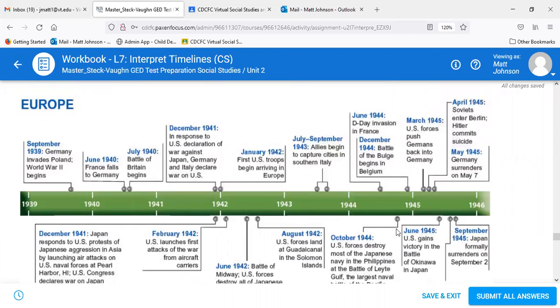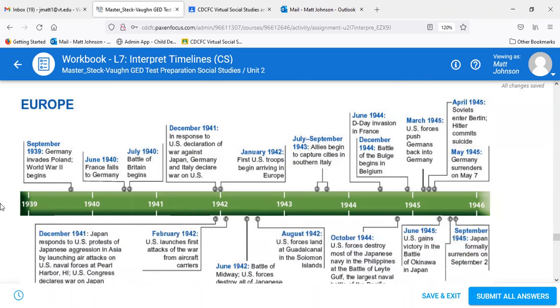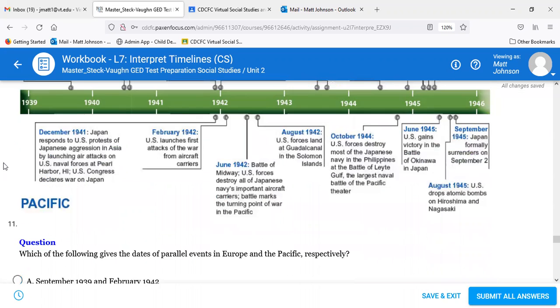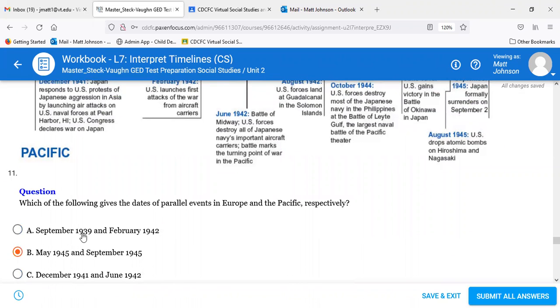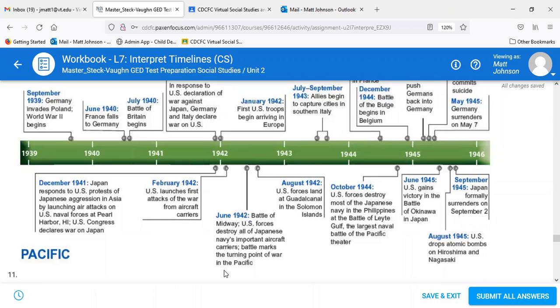So May 1945, right? German surrenders. And then September 1945, Japan surrenders. So that's what they're looking for in parallel events, right? Yeah, that's where I was confused. This kind of ticks me off because when you think parallel, you're thinking of something that goes like this, right? Yeah, that's what I was like. And you're looking for dates that line up or something, but what they're really talking about is parallel events being that Germany surrenders, Japan surrenders.